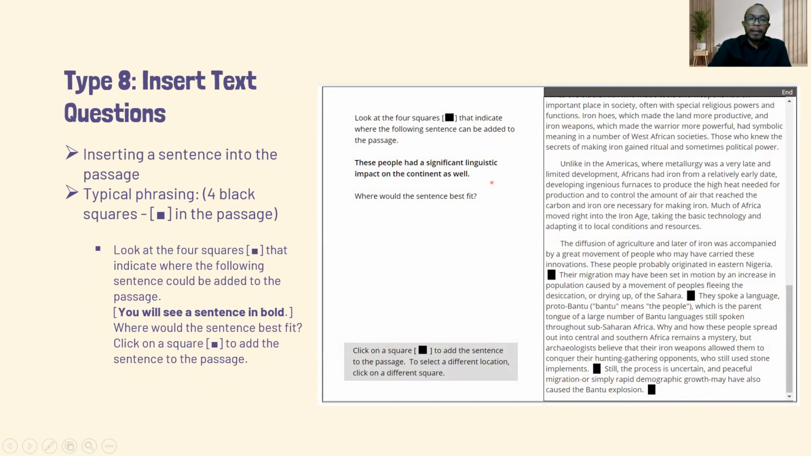All right. So on the computer that the test provides, you'll be able to click on those black squares to indicate that you put your sentence there. And also the sentence will appear in the corresponding place or location in the passage when you click it.